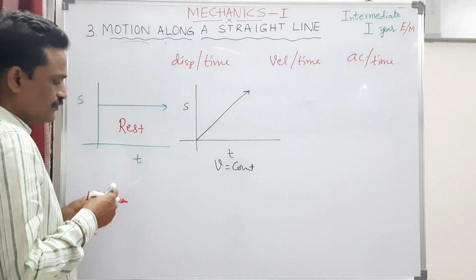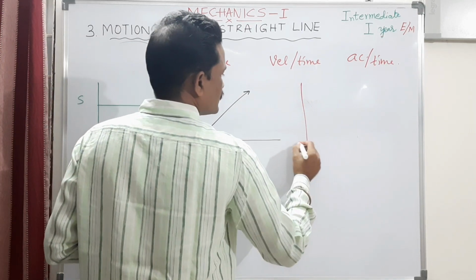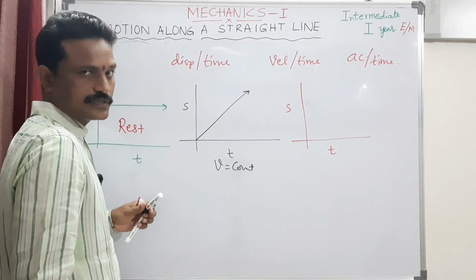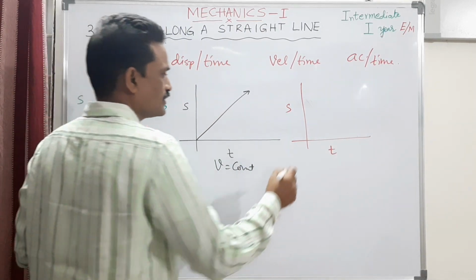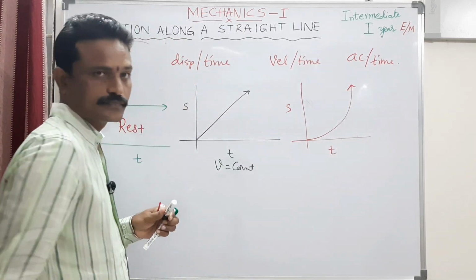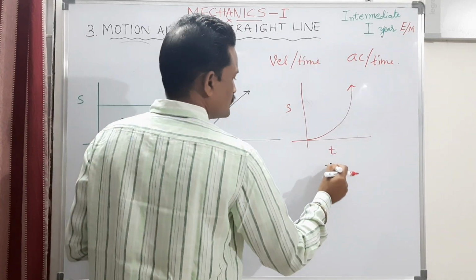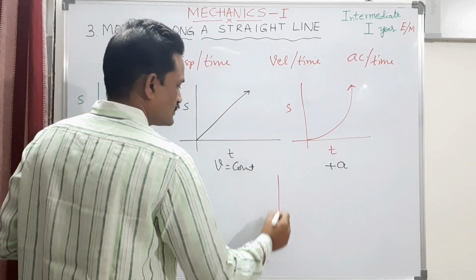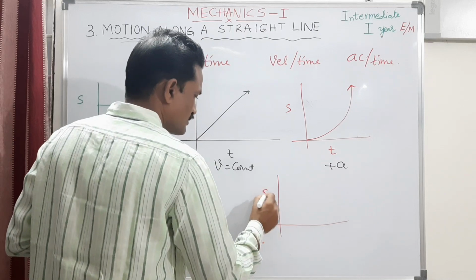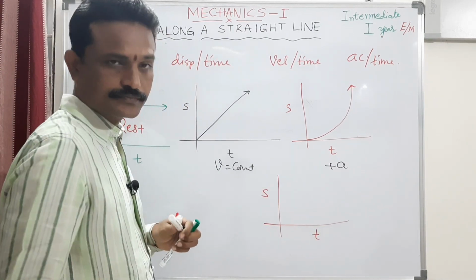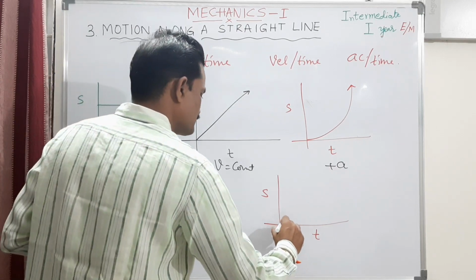Now, I will plot one more graph for displacement time to indicate positive acceleration, that is simply acceleration. I will get a graph like this. In this case, I have positive a. Opposite to this, if I have retardation, what will be the shape of that curve? That will be like this.